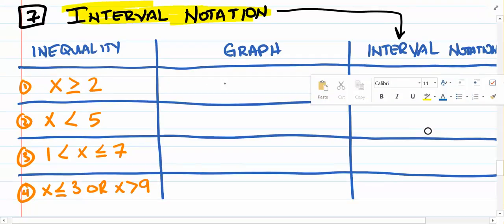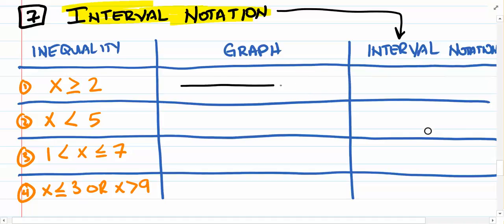Okay, so if I have the first one, x is greater than or equal to 2, I'd have a graph. I'd have 0, I would have 2, I would put a dot and color it in because it's greater than or equal to, and I would shade to the right. So we want to be able to represent this as an interval. The way that we would represent this interval is we would use bracket 2, comma, infinity, parenthesis.